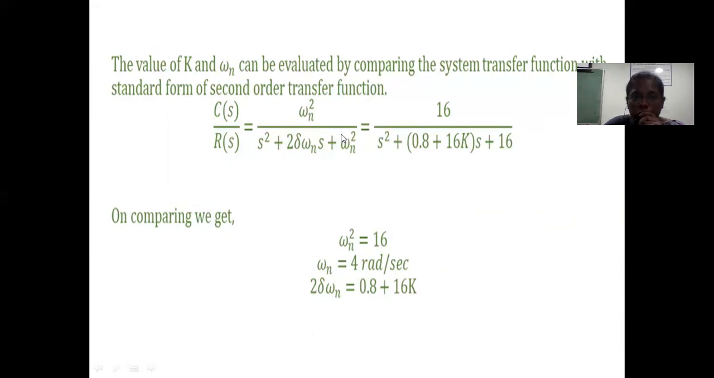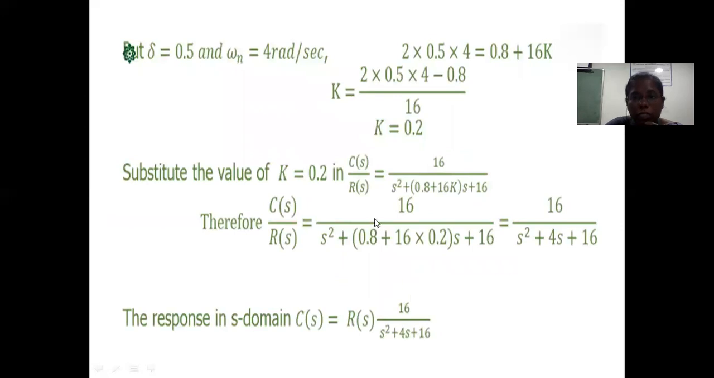Then, in the denominator polynomial, we compare the second term. The second term in the generalized form is 2 eta omega n S, whereas here the second term is 0.8 plus 16K. By comparison, we can say that 2 eta omega n is equal to 0.8 plus 16K. Now, this eta value is already given in the problem itself, that is, it is given as 0.5.